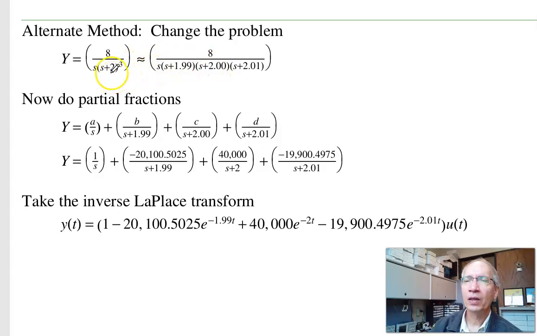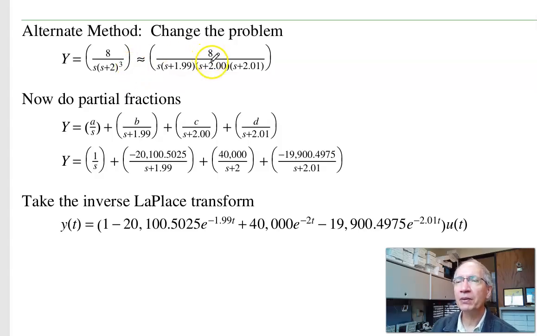So here, instead of having 3 poles at minus 2, I'll have poles at minus 1.99, minus 2, and minus 2.01. It's almost the same differential equation, so I'll have a real hard time telling the difference in the results. The difference, however, is I no longer have repeated poles. I no longer have to do that special case of repeated poles. Just use the cover-up method.